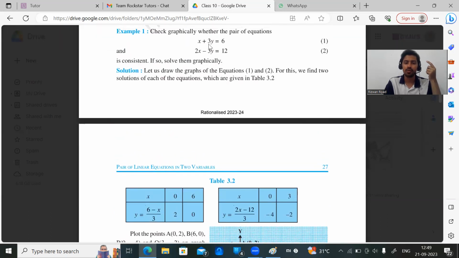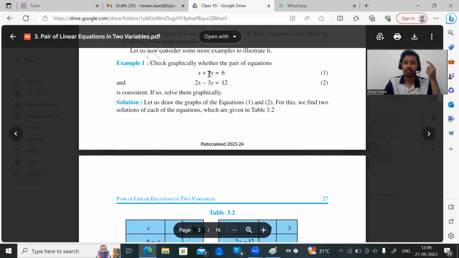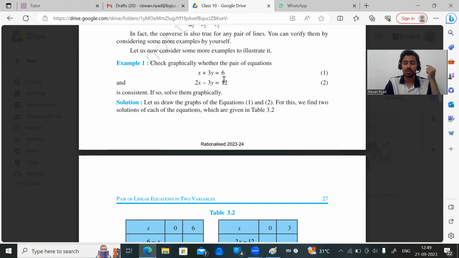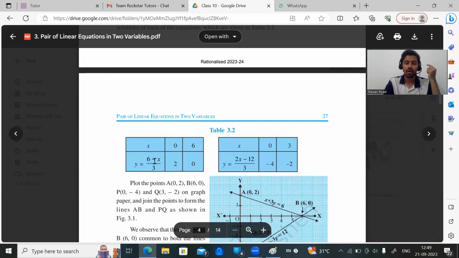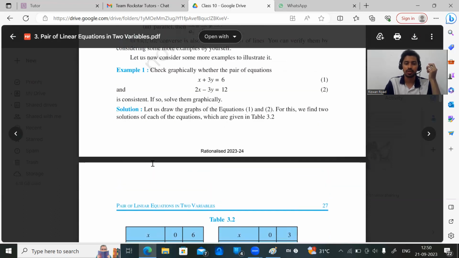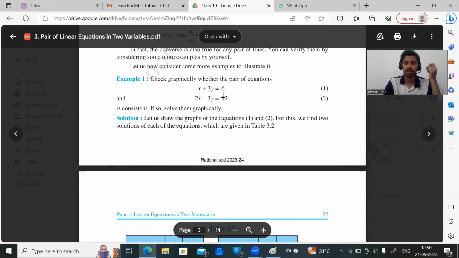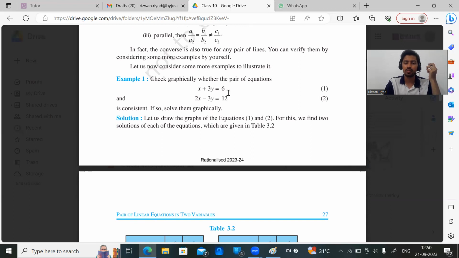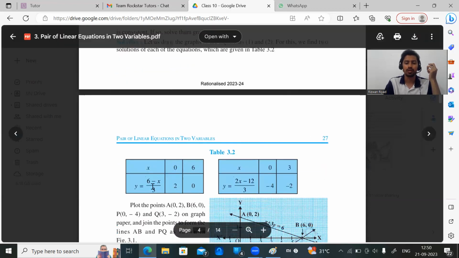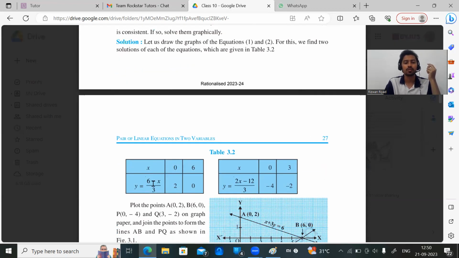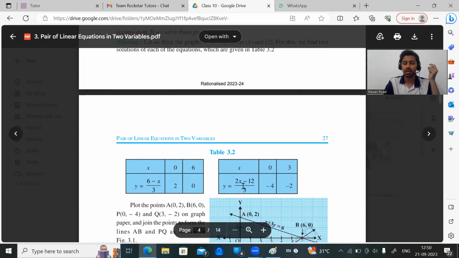And if you take this 3 also to the other side, it will move to the denominator of 6 minus x. That's what you can see here, y equal to 6 minus x whole divided by 3. This is from the first equation. That is our y equal to 6 minus x whole divided by 3. Similarly, move to the second table.